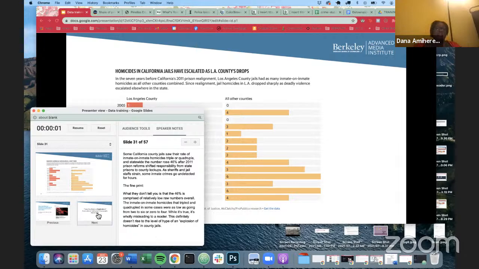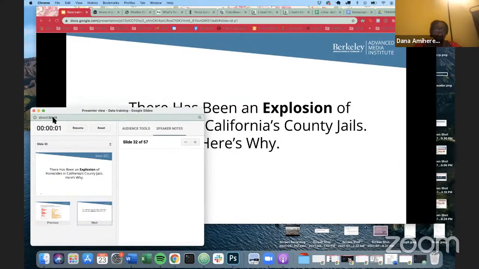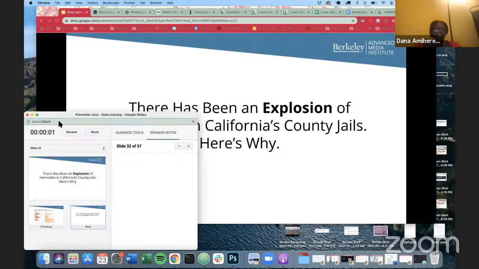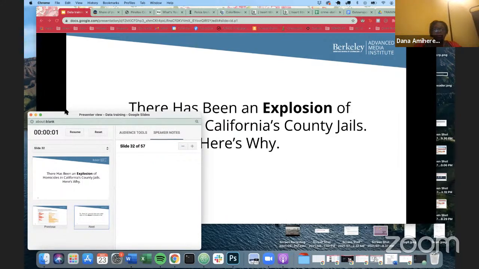It's misleading. If you look at their title, it says there has been an explosion of homicides in California's county jails. And then it's asking, here's why. So when you hear explosion, you think, oh my gosh, that's terrible. That sounds very urgent, like something needs to be done immediately, there needs to be action. But when you start reading and pulling back the layers a little bit, it's like, wait a second, this is very exaggerated. This is not nearly as bad as you said it was.